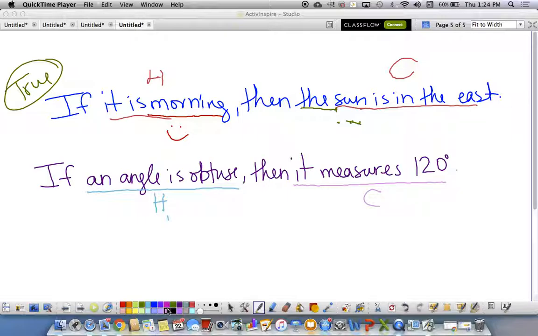It will be false. It has to be false. So this truth value is false. Because sure, 120 degrees is obtuse, but just because an angle is obtuse doesn't have to measure 120 degrees. And that answer is no.